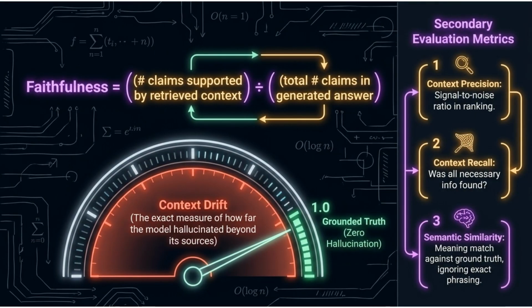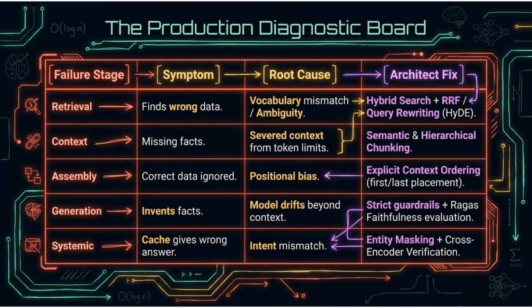Faithfulness measures how much a generated answer is supported by retrieved context. Secondary evaluation metrics include context precision, context recall, and semantic similarity. The production diagnostic board links failure stages to symptoms, root causes, and architectural fixes, ensuring robust RAG system maintenance and performance improvement.